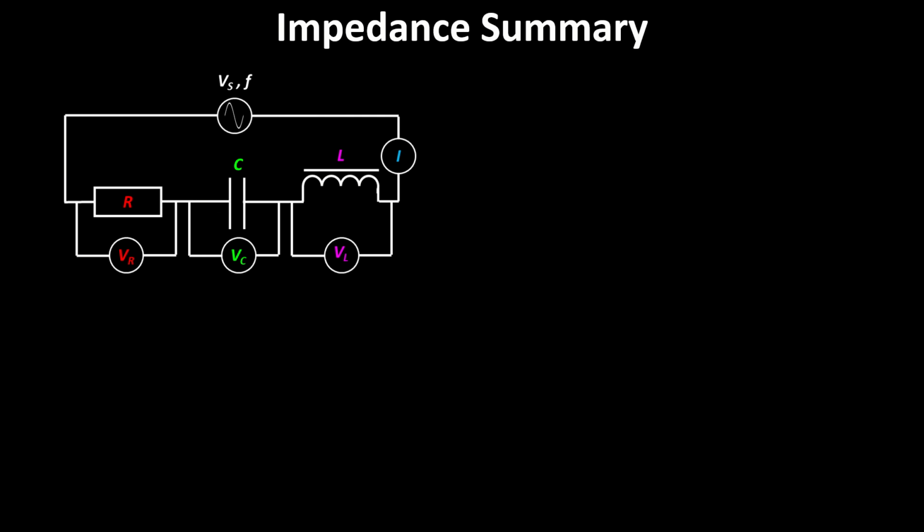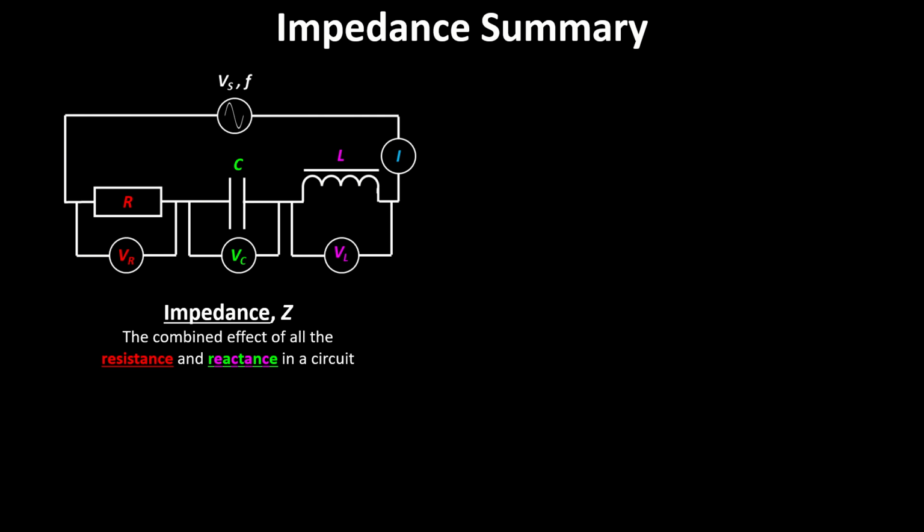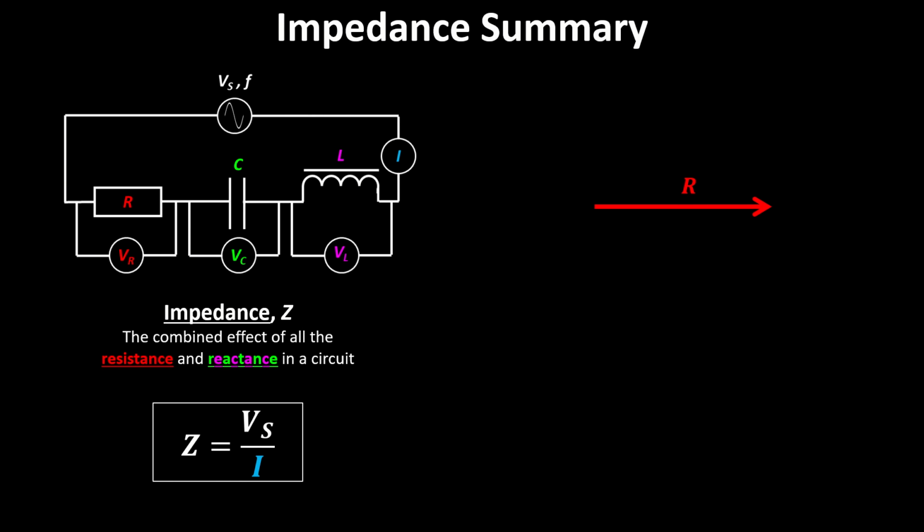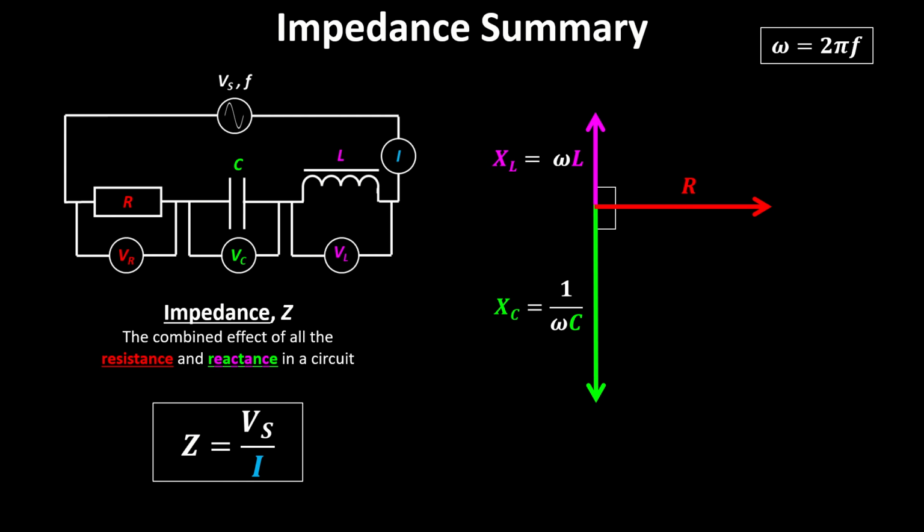If we've got an LCR circuit, so it's got an inductor, capacitor, and resistor in it, the impedance, remember, is the combined effect of all the resistance and the reactance in the circuit, so the total opposition to current flow. It's defined as just the supply voltage divided by the current, RMS values. And we can draw a phasor for the resistance and capacitor reactance, which is pi over 2 lagging behind resistance, and the inductor reactance, which is pi over 2 ahead of the resistance. And remember, we'd use omega equals 2 pi f to find values for those.